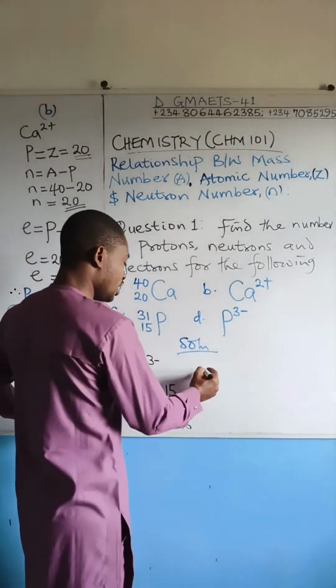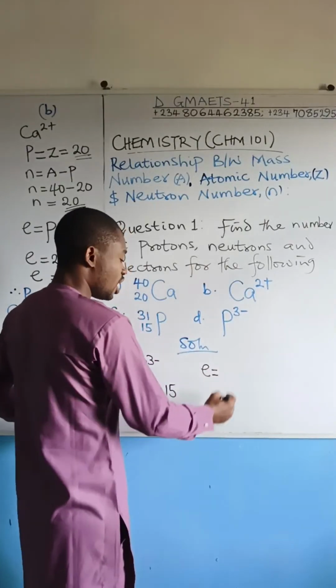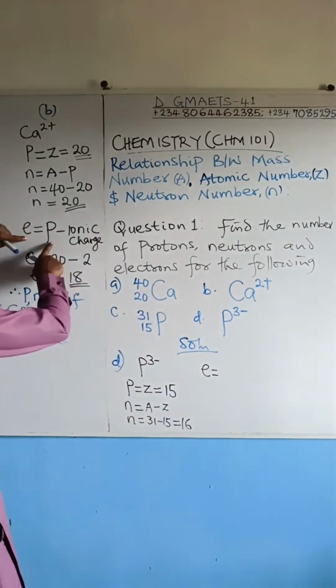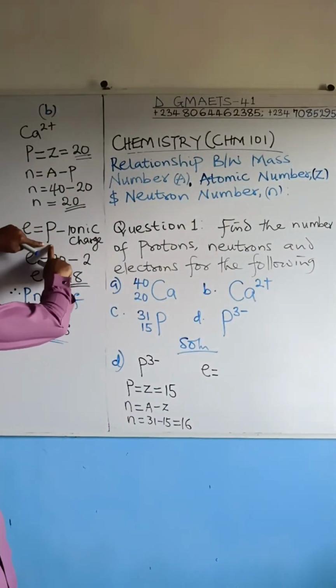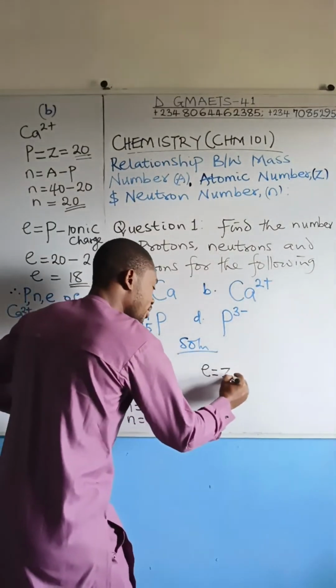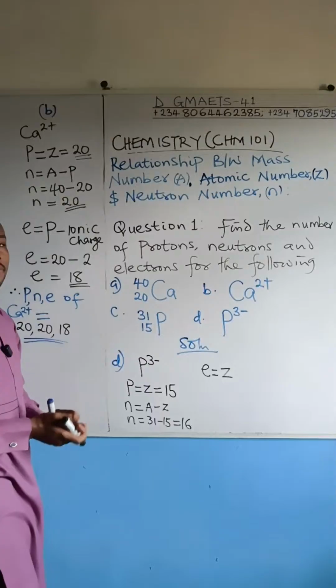Okay. Then finally, the electron number. The electron number will be the proton number or the atomic number. Look at it just like I did here. Proton number or atomic number. This P is proton number. Permit me to use atomic number this time around. Z to represent proton number.